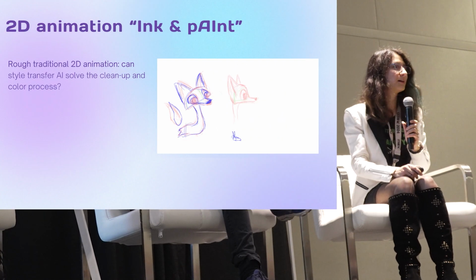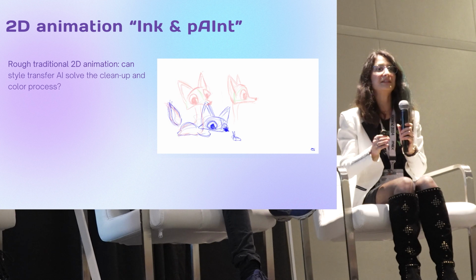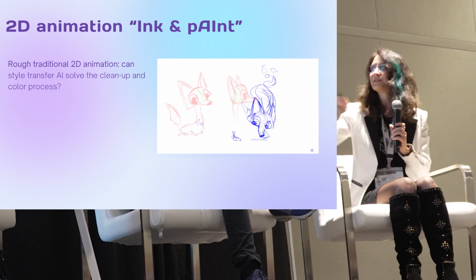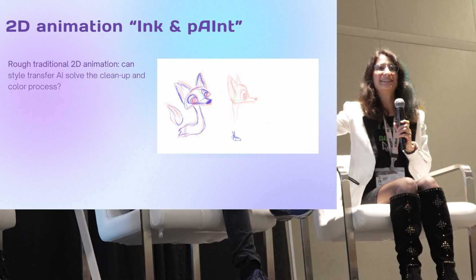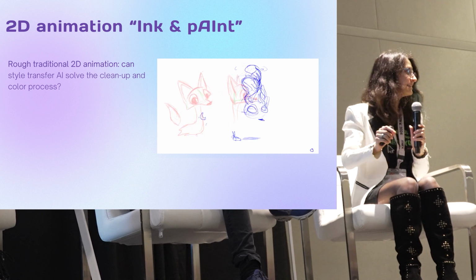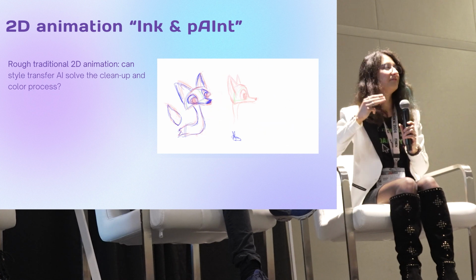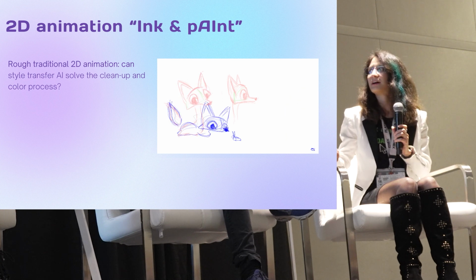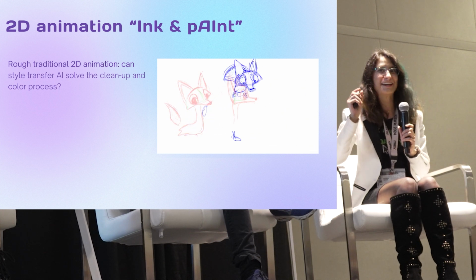So in my traditional animation background, part of the thing that takes such a long time is the ink and paint stage. That's where you take the rough animation, which is what you see here, which to me is the most fun part, and then you have to clean up all the lines, and then you have to do a color pass. And this can be a very, very long part of traditional animation filmmaking. So I just wanted to do a demonstration here showing how this process can be expedited.